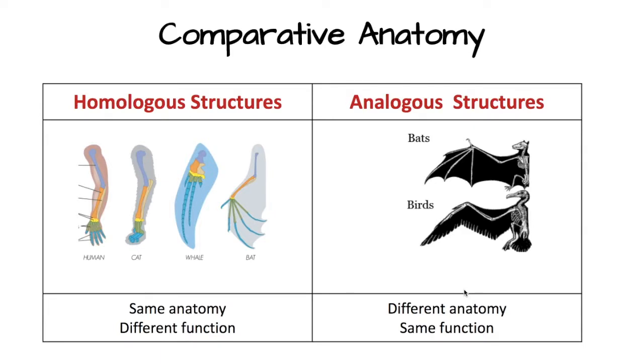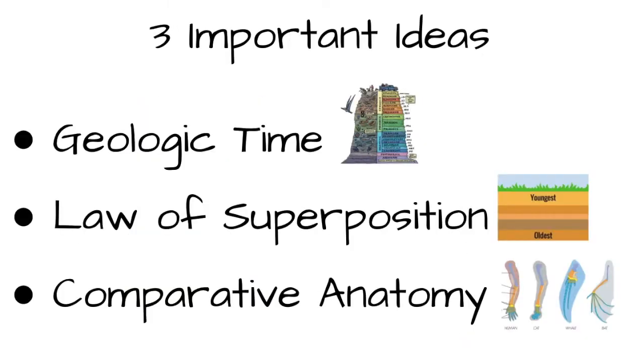Comparative anatomy. When scientists compare the bodies and the functions of different animals to learn about their ancestors. We learned about homologous structures, which have the same anatomy or the same bone structures, but different functions. For example, humans use their hands very differently than a cat uses their hands. And analogous structures. These have different anatomy. Notice the bones here are very different, but the same function. So to summarize, our 3 important ideas are geologic time, law of superposition, and comparative anatomy.